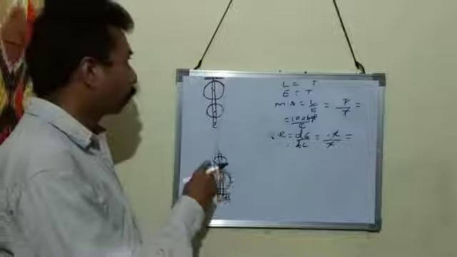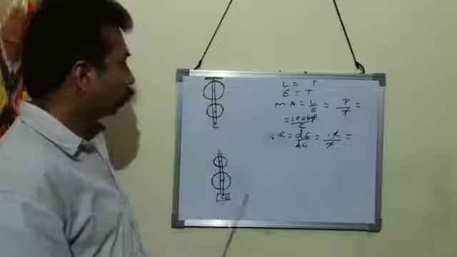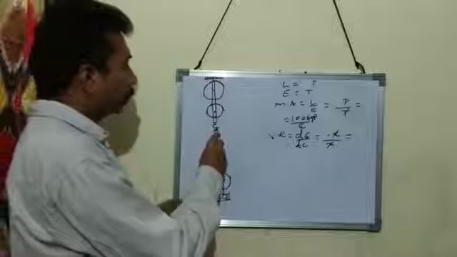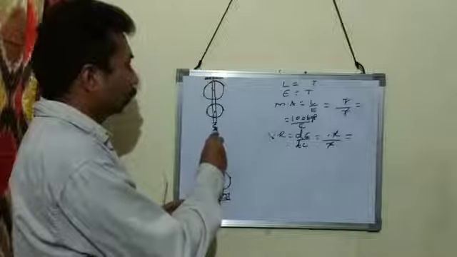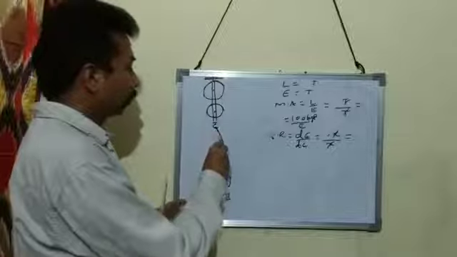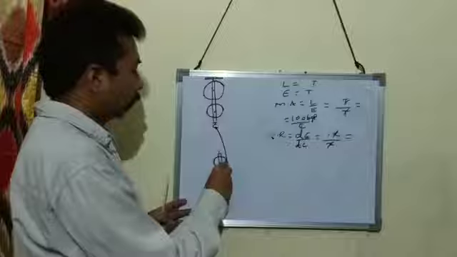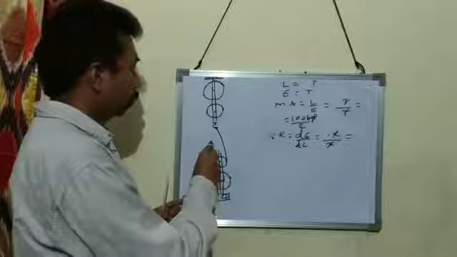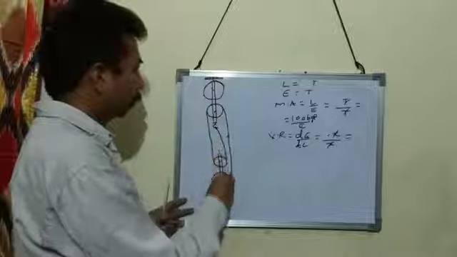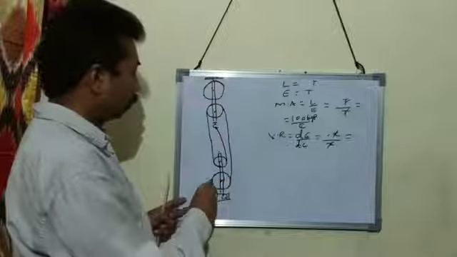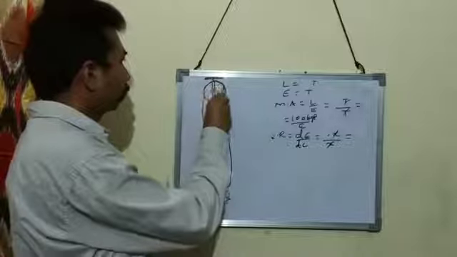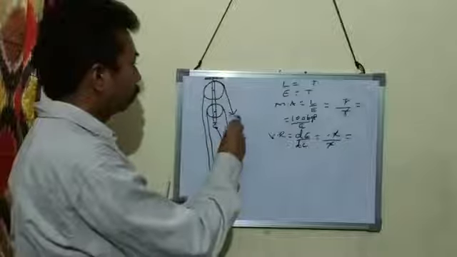So this upper block is fixed and the lower block is movable. Then you have to start the string from the upper block. Tie the string on the hook of the upper block. Then come to this pulley, the string passes through the groove of this one, then going to this pulley, passing through its groove, then coming to the next one, passing through the groove of this one, then going to the next one. Here we apply the effort.